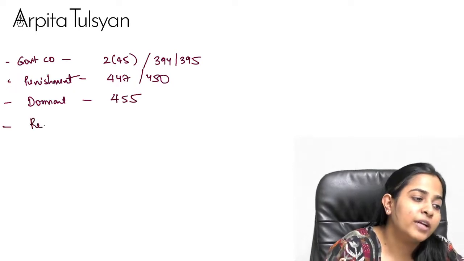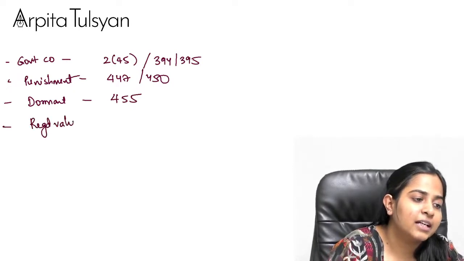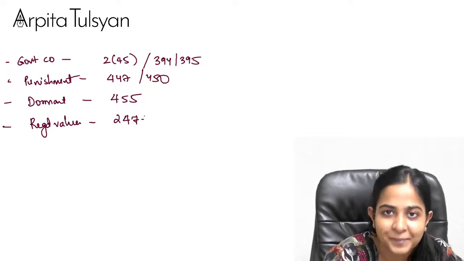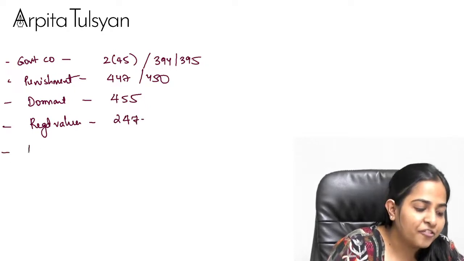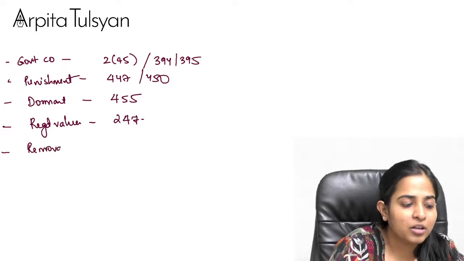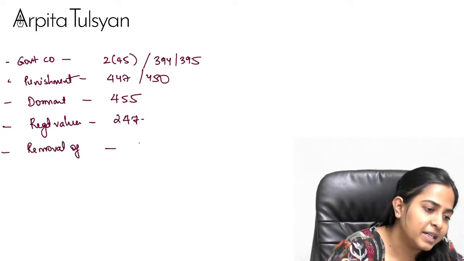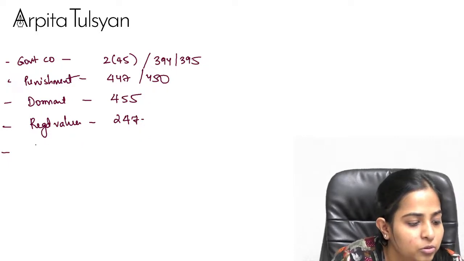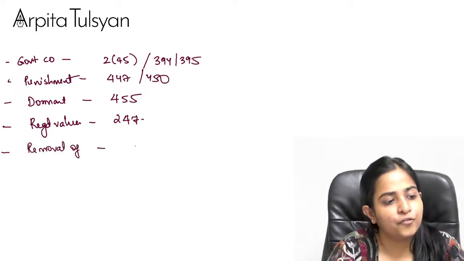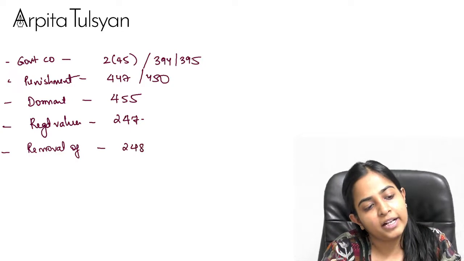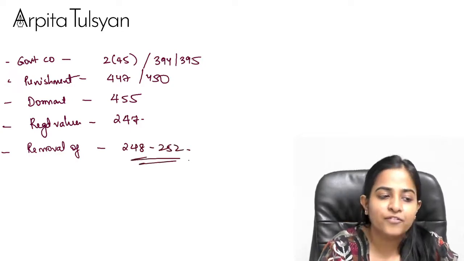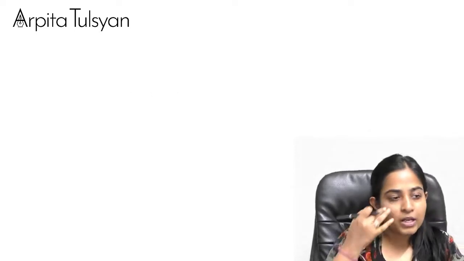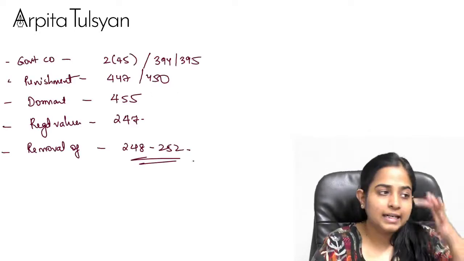Then we went to registered valuers. In that, only one section was there. That was section number 247. Right, and now the fifth part, which talks about removal of name of the companies, is going to range from section number 248 to section number 252, right? Chalo. So now let's start with this part.